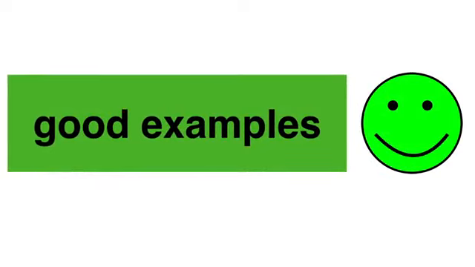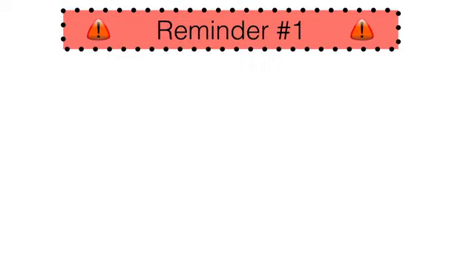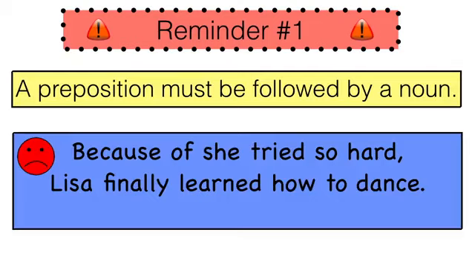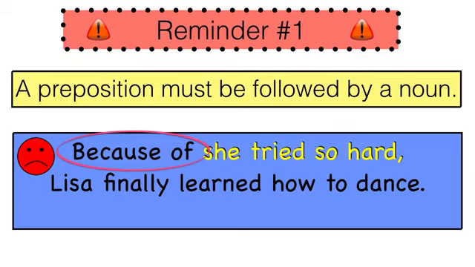So let's get started. Reminder number 1. A preposition must be followed by a noun. Let's take a look at this example. Can you find the preposition? That's right, it's because of. But what comes after it? She tried so hard. This is not a noun.